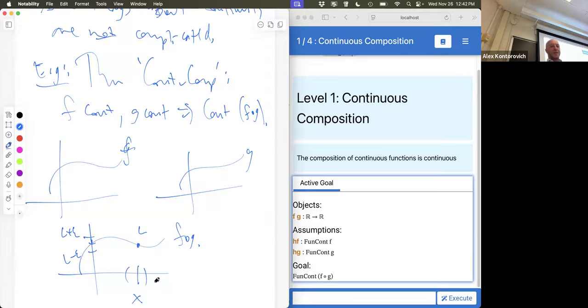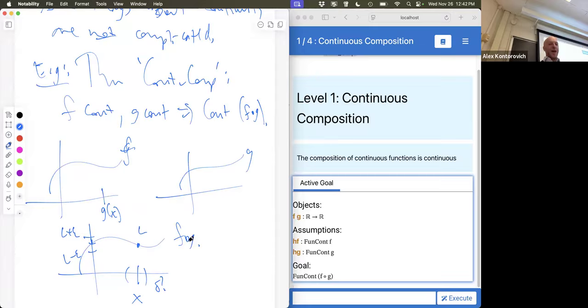How am I supposed to find a delta? Joe? You're going to find the delta you need for f, yes, and then you need to find the delta you need for g. Yes, it's within that delta. We need more things. We just need to draw some more pictures.